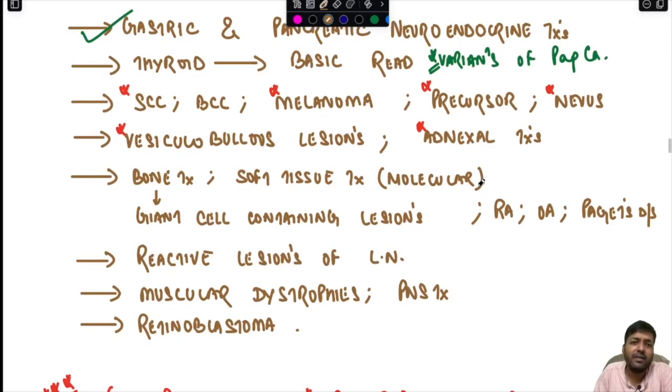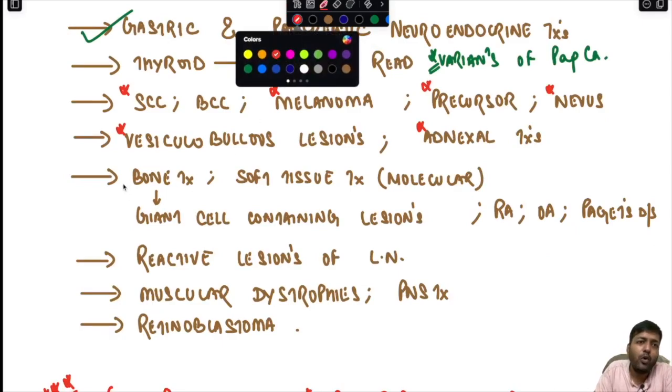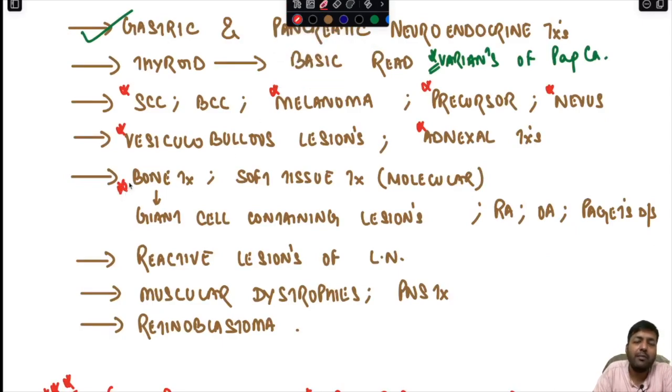Then the bone tumors, among which I'm marking with red. Again, bone tumors are very commonly asked questions. Among the bone tumors is the classification, and very importantly they ask you about the giant cell containing lesions of the bone, or in general giant cell containing lesions of the soft tissue and bone together.